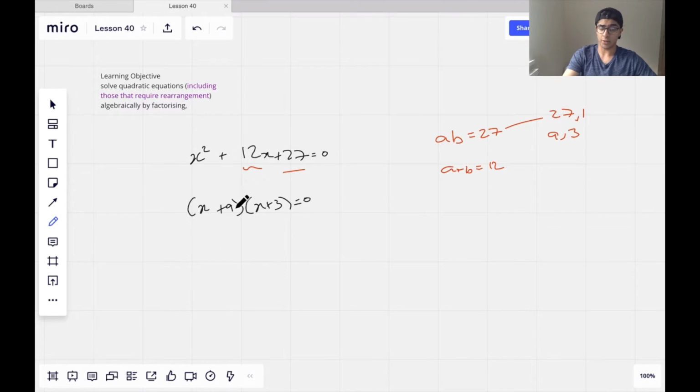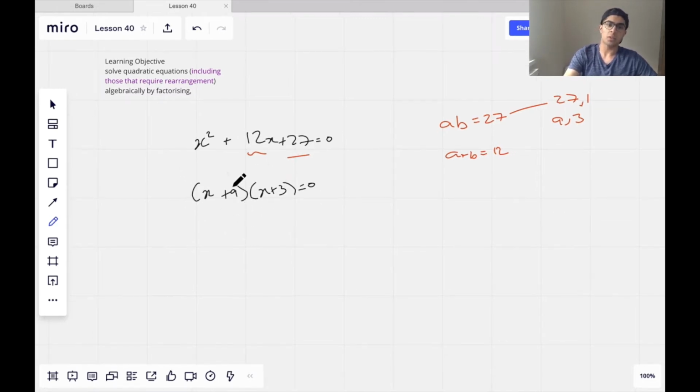So we just factorize the left-hand side. And now, if we want this whole thing to equal 0, we need either this to equal 0 or this to equal 0, or indeed both, because 0 times any number is 0. So if we plug in x equals minus 9, we have minus 9 plus 9, times minus 9 plus 3, which is 0 times minus 6, which is 0.